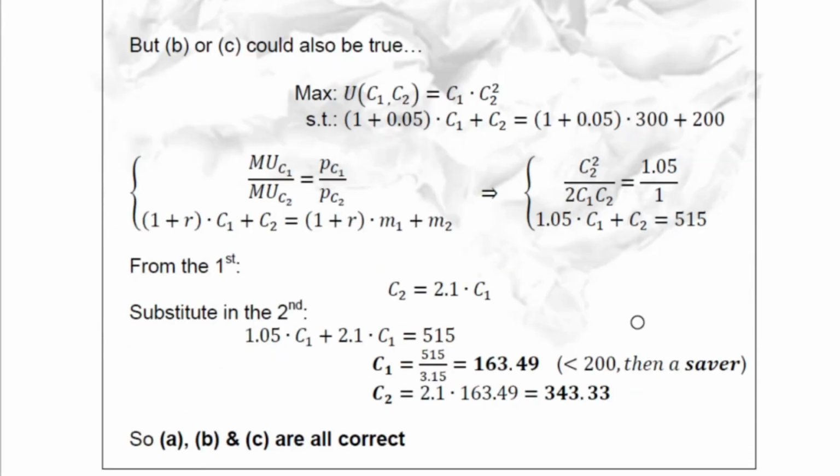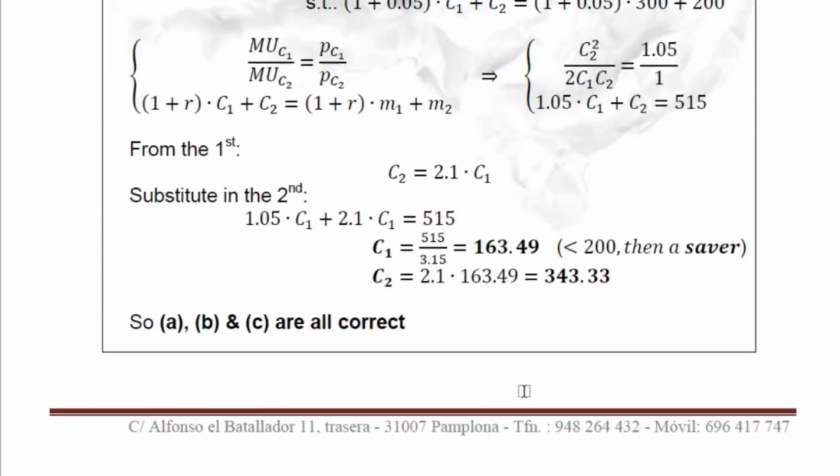And take care, as the income in period 1 is, this is a mistake. Income in period 1 is 300. Anyway, consumption in period 1 is less than his income, that is 300, so he's a saver. Here it should say 300.